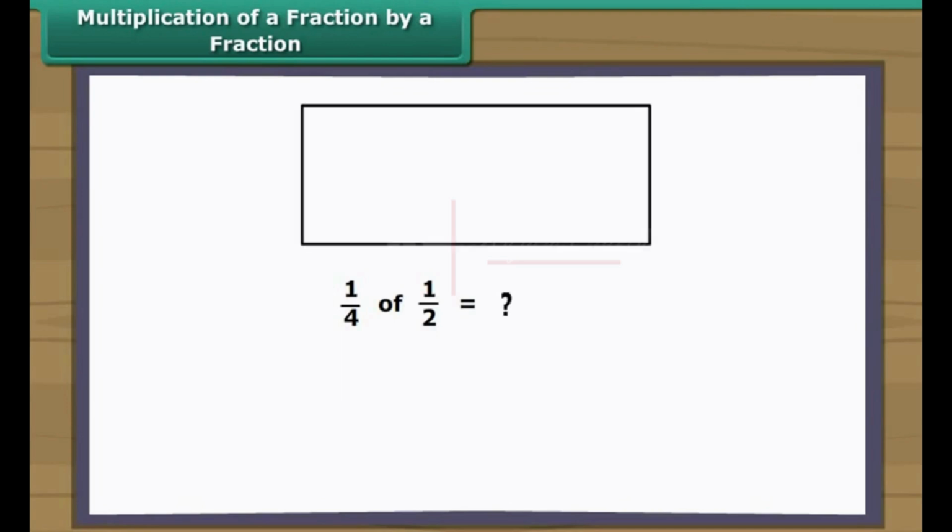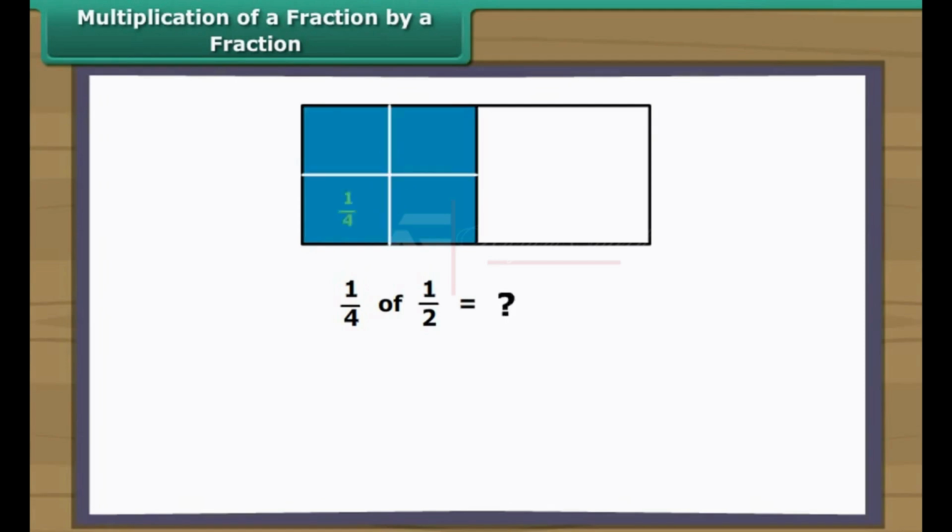Multiplication of a fraction by a fraction. Let us now learn how to find the product of two fractions, like 1/4 of a half. The shaded portion in the figure represents half of the whole part. Taking out this part and dividing it into 4 equal parts, we get a figure in which each part represents 1/4 of a half. 1/4 of a half means 1/4 multiplied by 1/2.